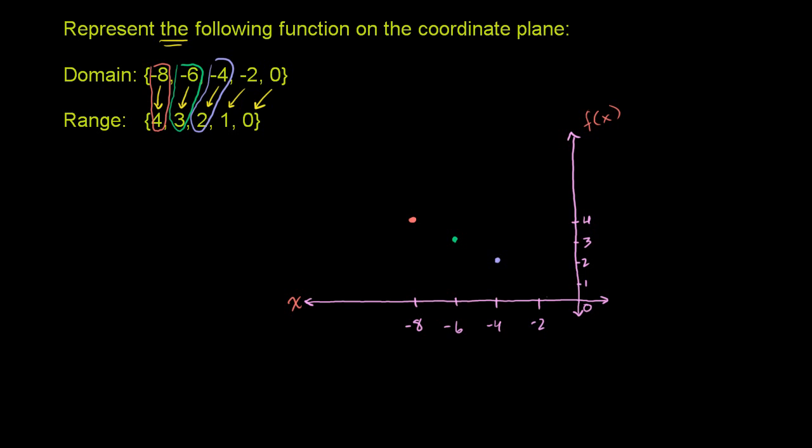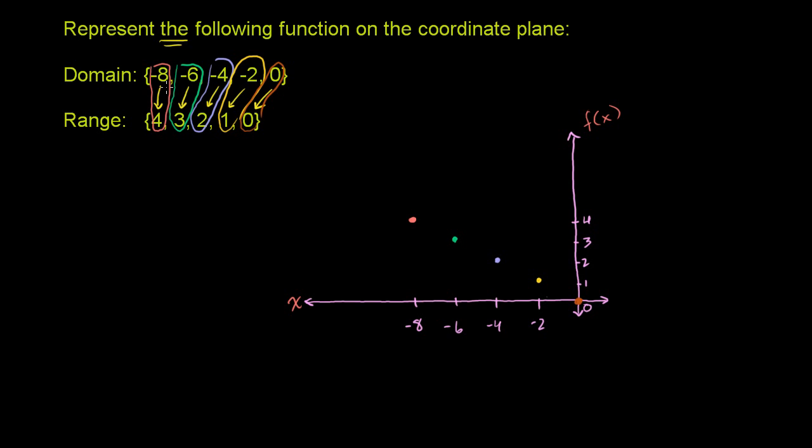And then you give it a -2. This function will pop out a 1. f of -2 is 1. And then finally, f of 0 is 0. So we'll just plot it right there. So that's the function. I've represented it.